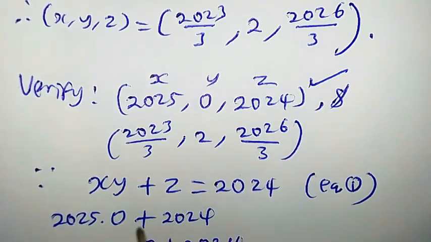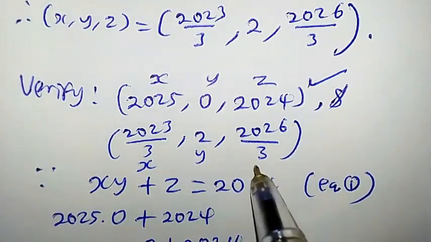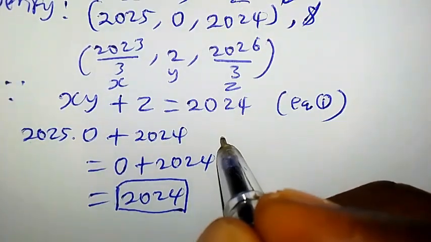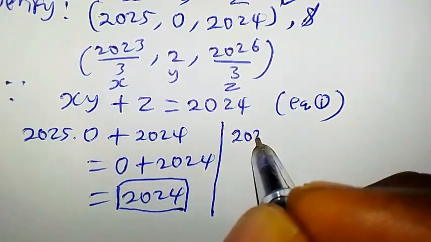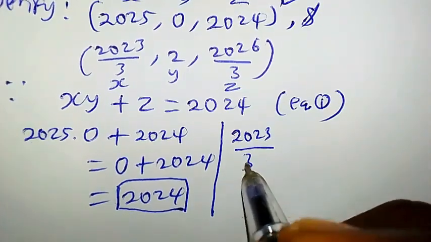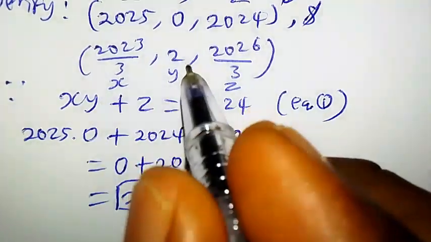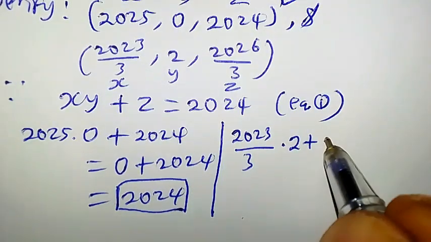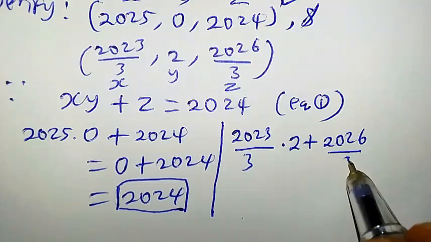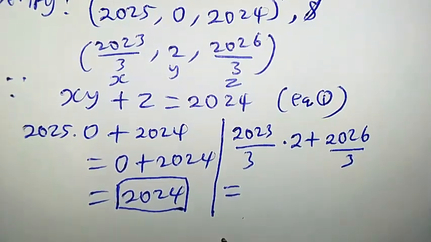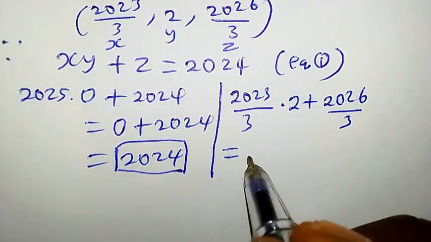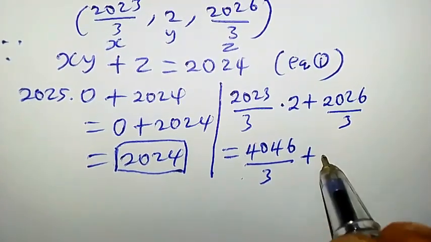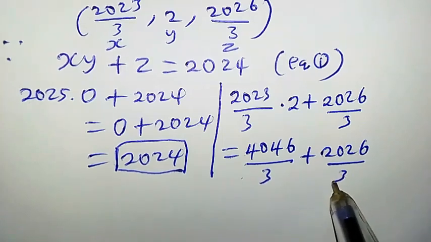Let us verify the second one. This is x and this is y and this is z. Plugging these values into the left hand side, we're going to have 2023 over 3 times, what is y? y is 2, plus z. z is 2026 over 3. This equals 2 times 2023, that is 4046 over 3 plus 2026 over 3.